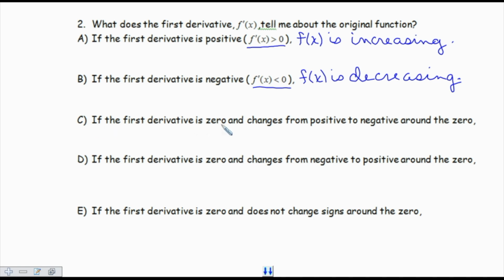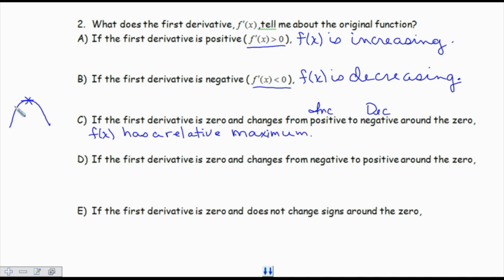And here we go. If the first derivative is 0 and changes from positive to negative around the 0, and that means it goes from increasing to decreasing. So let's think about a graph. Increase to decrease. That's going to be that relative max. Then f of x has a relative maximum. I'm sorry, I said minimum. I meant maximum. So sorry. It's a relative maximum. I drew the graph and everything. Crazy woman. It's a relative maximum.